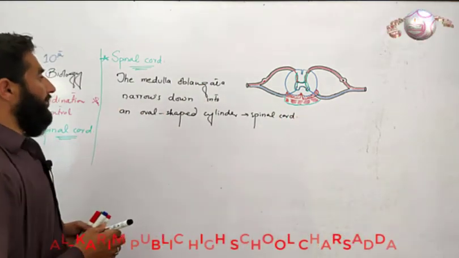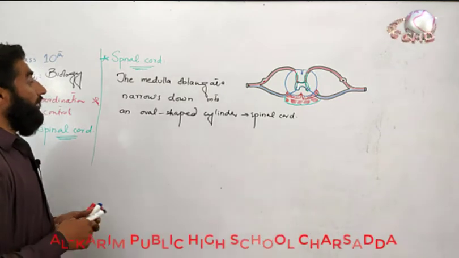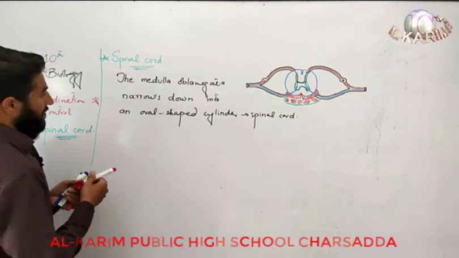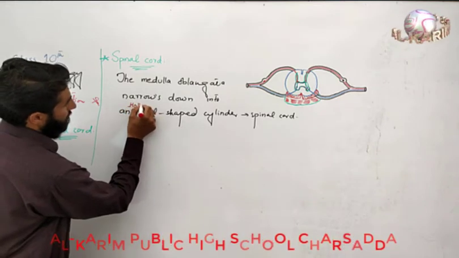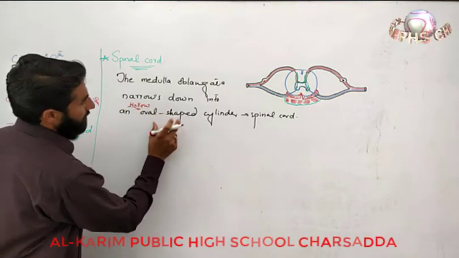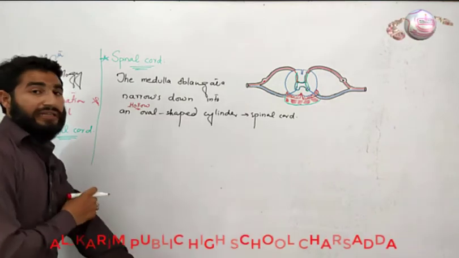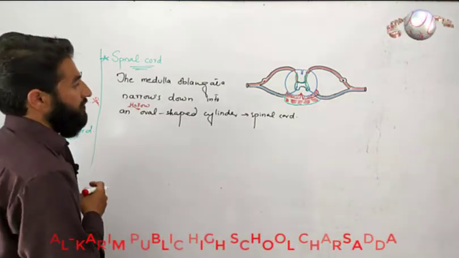The medulla oblongata narrows down into a hollow oval shape. Here if we write hollow, it is completely hollow, an oval shape cylinder or cylindrical structure. That structure is known as spinal cord.